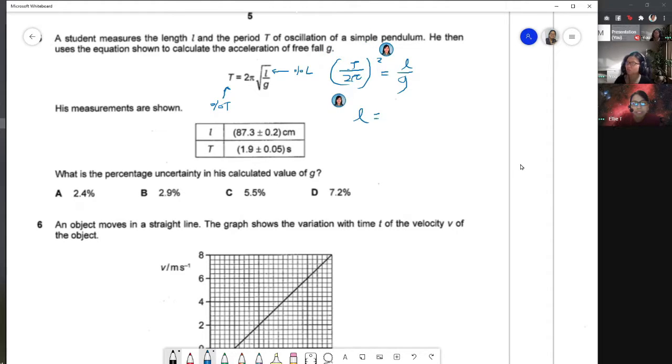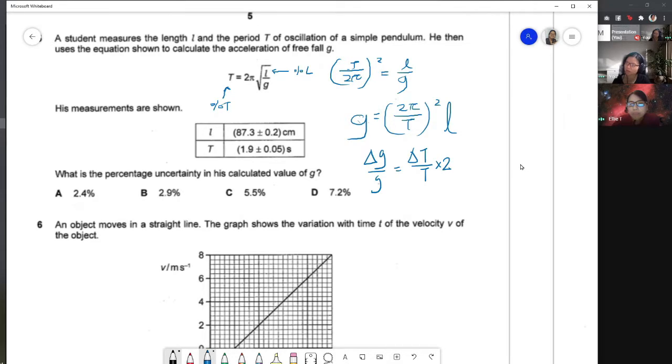For example, this is what Miss Ellie is doing now. You square both sides, you bring the 2 pi over, square both sides, and at the end of the day you get g. This is g, this is L. Okay. So to find the uncertainty in g over g, we will take the uncertainty in T over T, but times 2, because of the square. T got square, so times 2. And because the uncertainty is a compounded effect, so we are using the identities.